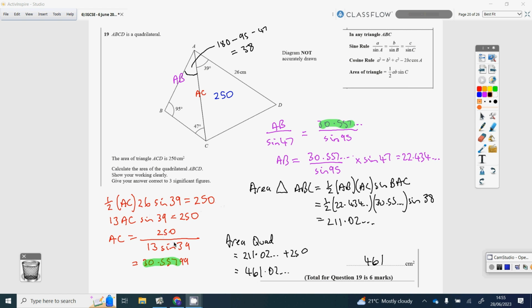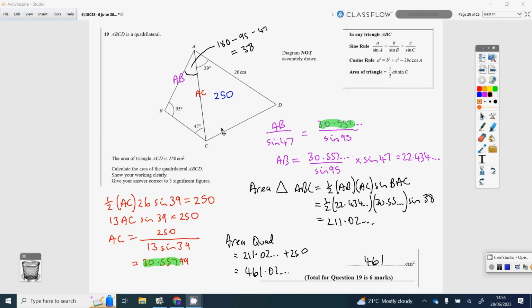So processing that algebra, I get the length AC being 30.55799. Now, moving over to triangle ABC, I can use the sine rule. So I've started off by just working out this angle at the top, angle A, by angles in a triangle adding up to 180. So that's 38. So I've got a pair now. I've got my 95 and my 38. So given I know the 47, I can now work out the AB.